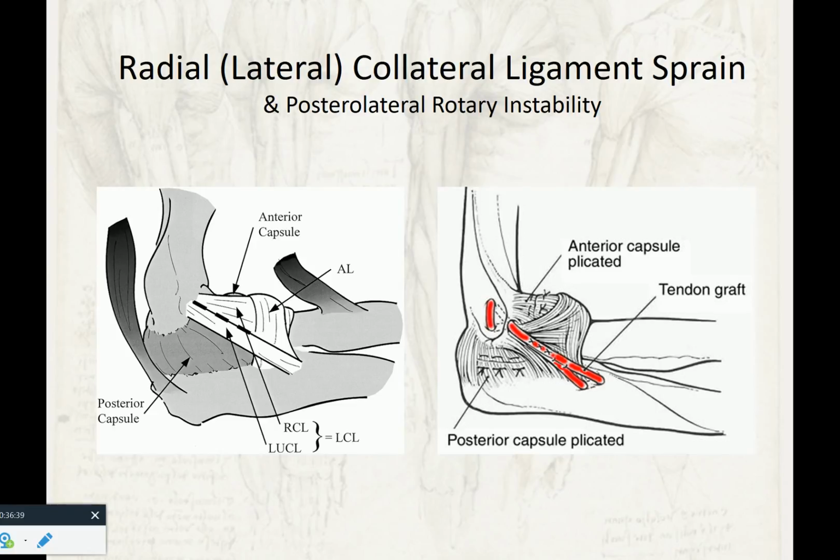You can see the lateral epicondyle has had holes drilled into it, as well as the lateral portion of the ulna, and a tendon graft has been weaved through to provide lateral elbow stability. The anterior capsule and the posterior capsule of the elbow have been plicated and sutured to provide capsular stability as well.